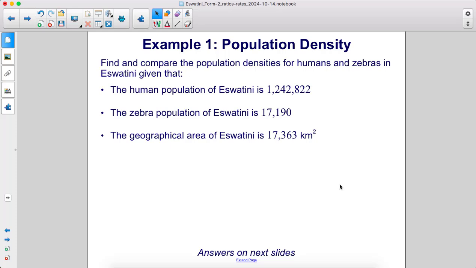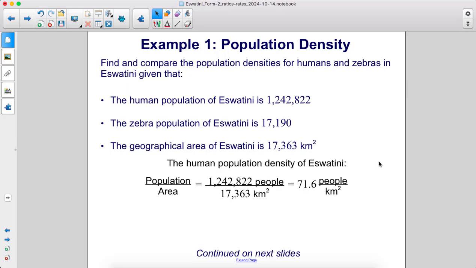Find and compare the population densities for humans and zebras in Eswatini, given that the human population of Eswatini is 1,242,822. The zebra population of Eswatini is 17,190, and the geographical area of Eswatini is 17,363 square kilometers. To find the human population density, we take the human population and divide it by the area, giving us 71.6 people per square kilometer.